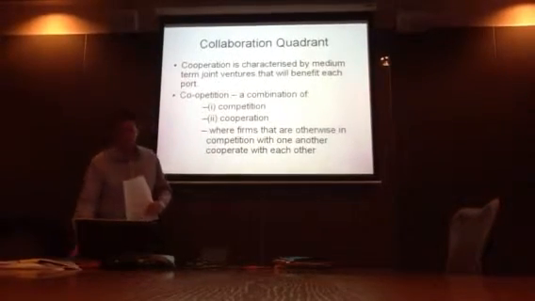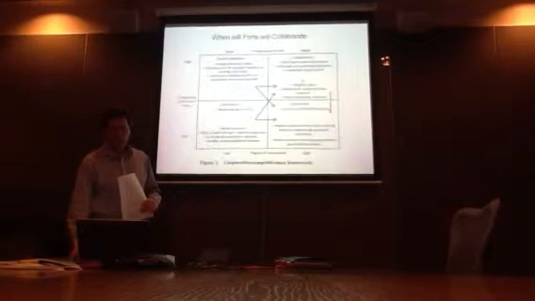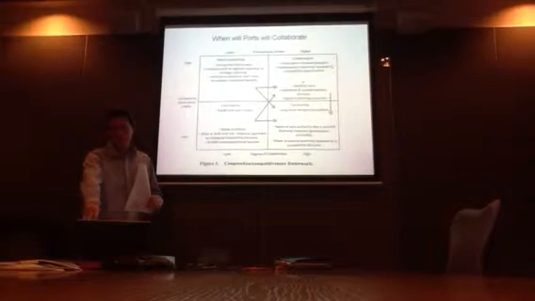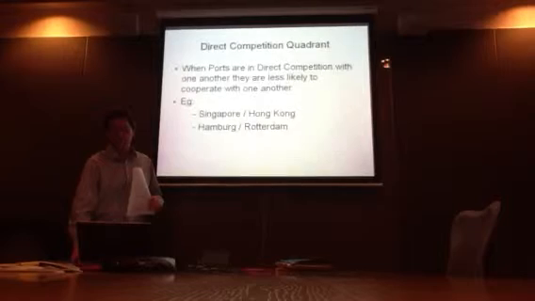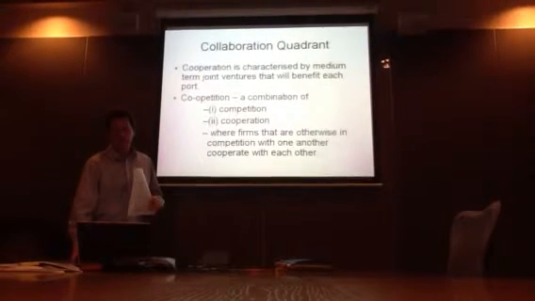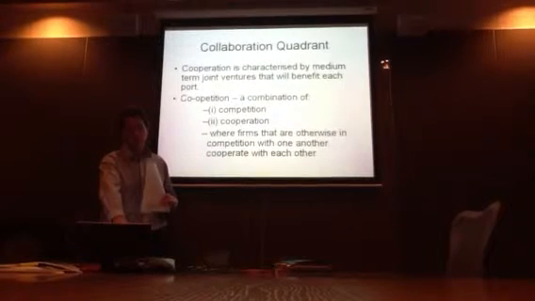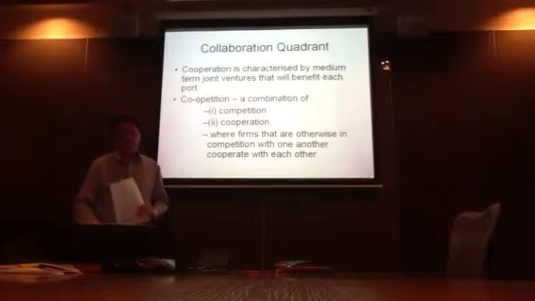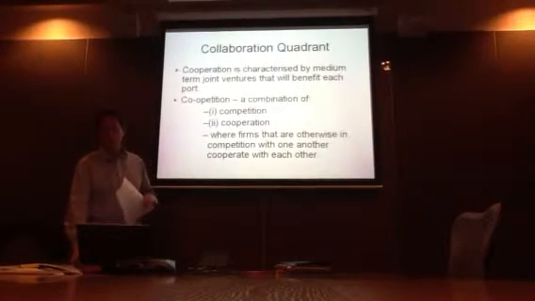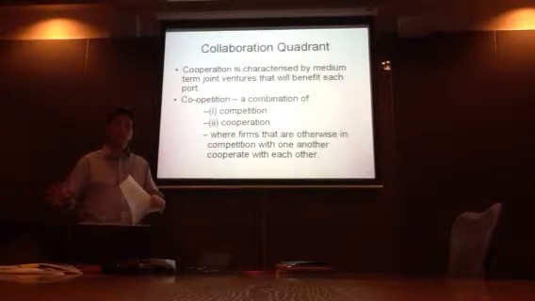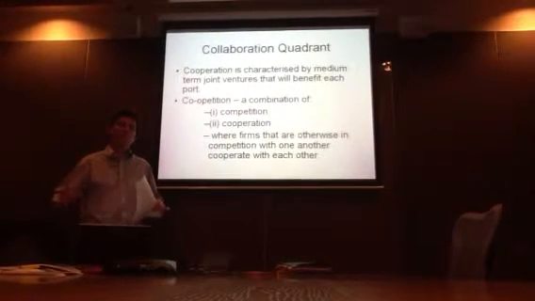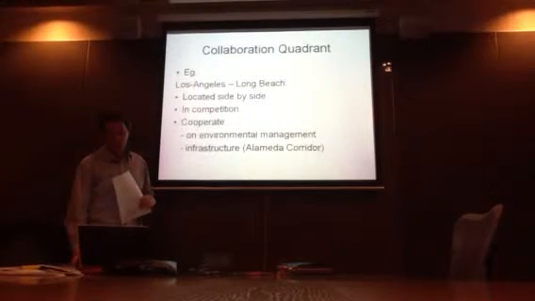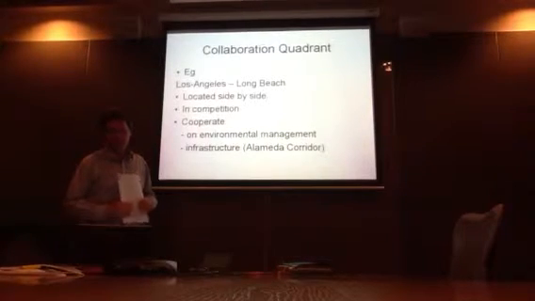Now you'll notice on that diagram I initially put up, I'll go back quickly, you'll see there's some arrows from the direct competition quadrant and the coexistence quadrant up to both the partnership and the collaboration quadrant. Now the reason for that is that often ports, for example, can actually be in competition with each other but cooperate, and that's a term that's been described as co-opetition. And this is where firms that otherwise are in competition will cooperate with each other where they can both benefit and where they can both potentially better compete against a third party or another port.